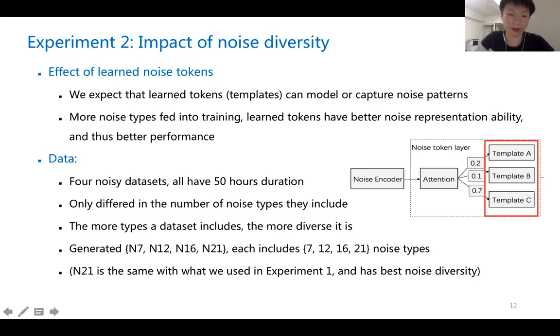All of them have a 50-hour duration, and they differ from each other in the number of noise types they include. The more types a dataset includes, the more diverse it is. Specifically, we generated 4 datasets, which include 7, 12, 16, and 21 noise types. And 21 is actually the same as what we used in experiment 1. It has the best noise diversity because it includes all 21 noise types in training.